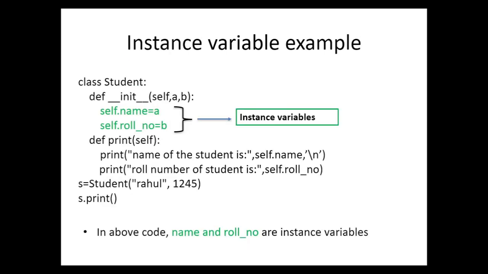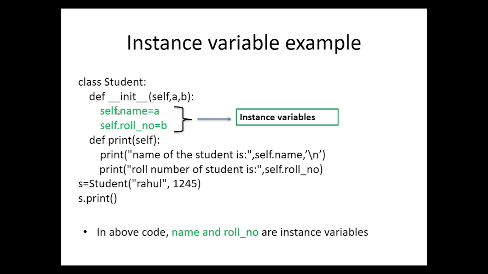Let's see the examples. The first is the instance variable class example. Now we have taken a class, that is the Student class. Here is the init function that contains two parameters a and b. Self is mandatory. Now these two variables are the instance variables. How did we come to know that these are instance variables? Because these have self. These are declared by using the self, which is a reference to the current object. So these are instance variables.